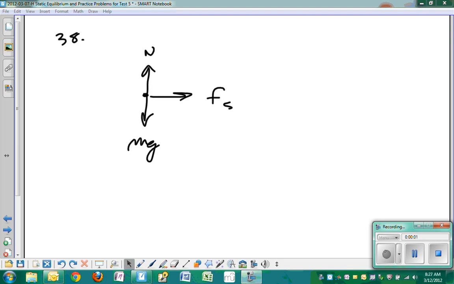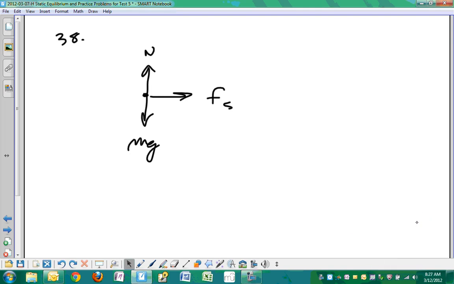All right, now we're accelerating a coffee cup. We've got a plane that's in level flight, okay? A plane in level flight, moving along at a constant velocity, then accelerates. The question asks, what's the maximum acceleration that the airplane can have without the cup sliding on the table?